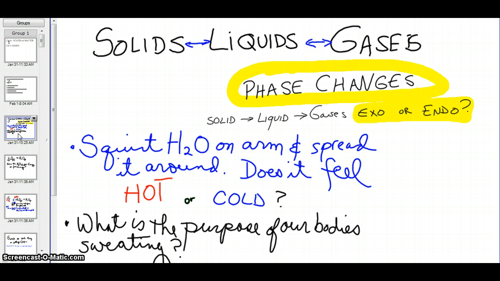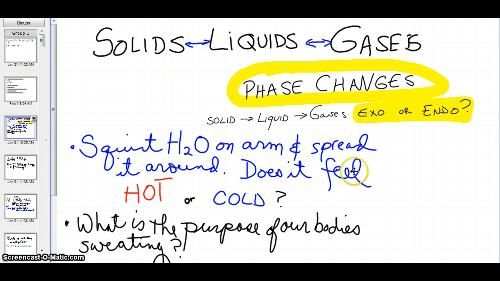All right, so you take some water, squirt it on your arm, and how does it feel? Does it feel hot or cold? Go ahead and do that. See if you can answer the question. And then try to understand whether that temperature change that you feel is the water going through a change when it's going from a liquid on your hand and then it turns into a gas, doesn't it? It evaporates, the water on your hand dries eventually. Is that an exo or an endothermic process?